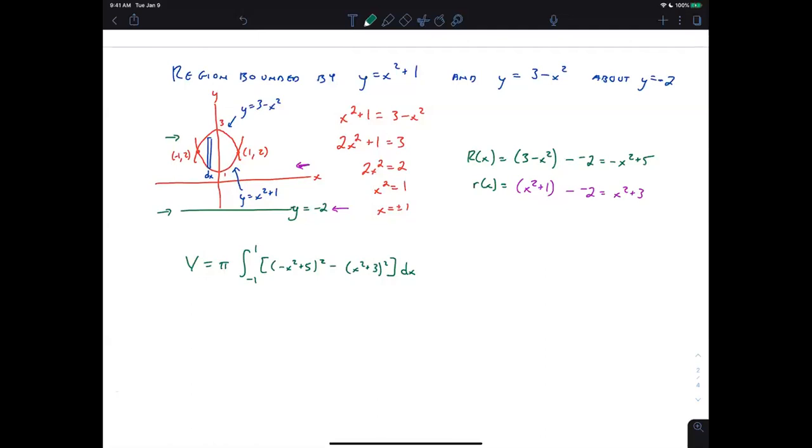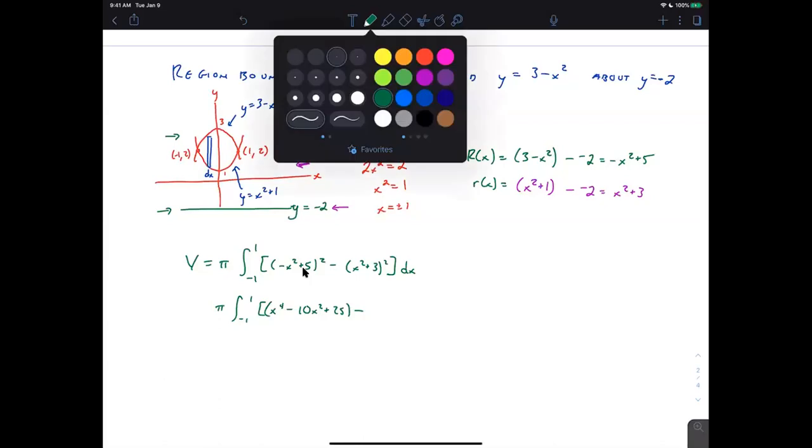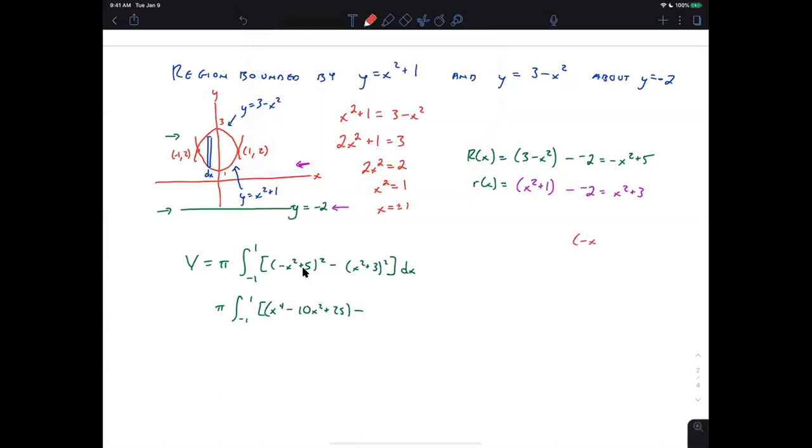Okay. And so now to evaluate that, I think this problem did not ask us to evaluate that, but if we were to evaluate that, what we should do is square both of those binomials. So we would go x to the 4th minus 10 x squared plus 25. That's what you get. So if you're not sure how to do that, shortcut, you would write -x squared plus 5 times -x squared plus 5 and like FOIL that out or distribute that out. Does that make sense?